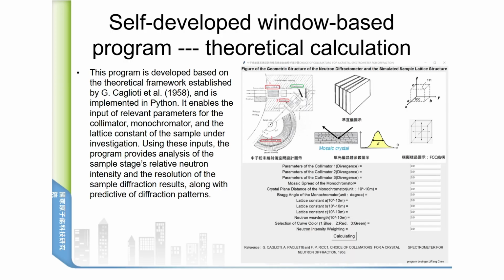In addition to simulating the neutron diffractometer under design, we have also developed a theoretical calculation program to cross-verify the simulation results. This program is based on the theoretical framework established by G. Caglioti et al. 1958 and is implemented in Python. It allows input of relevant parameters for the collimator, monochromator, and the lattice constant of the sample being studied. With these inputs, the program provides analysis of the sample stage's relative neutron intensity and the resolution of the sample's diffraction results, along with predictions of diffraction patterns.